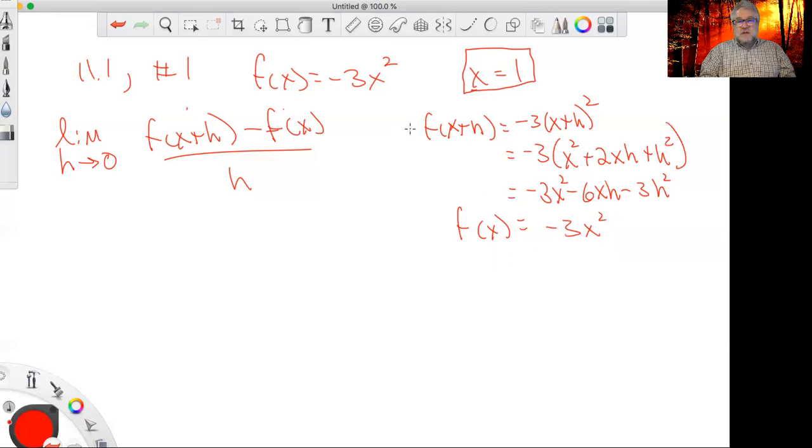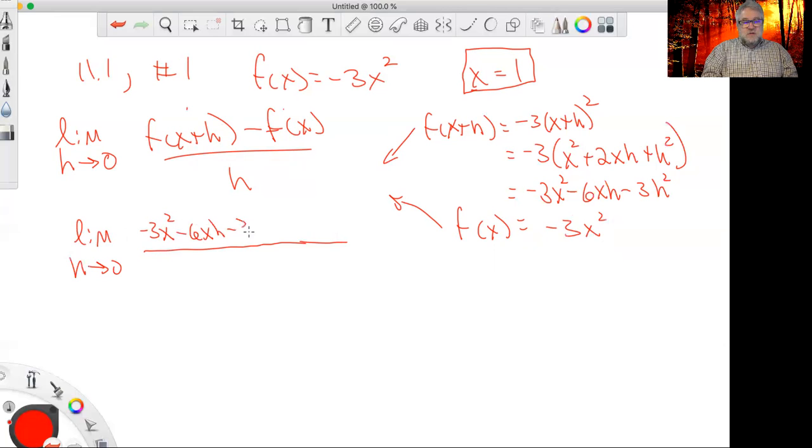Okay, so now we're going to take these two and we're going to plug them into our definition for the slope of a tangent line. So I'm going to take the limit still as h goes to 0 of f of x plus h, so that's this guy, minus 3x squared minus 6xh minus 3h squared, minus f of x, so that'd be minus a negative 3x squared. Oh, minus times minus, this will become positive.